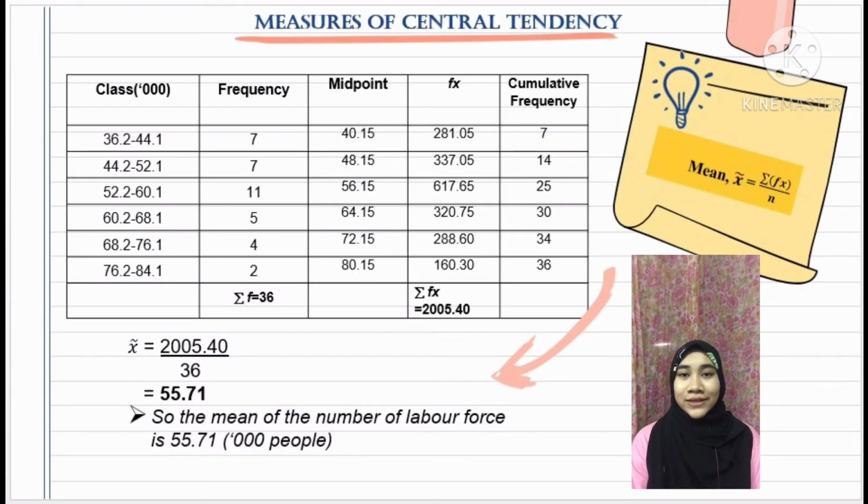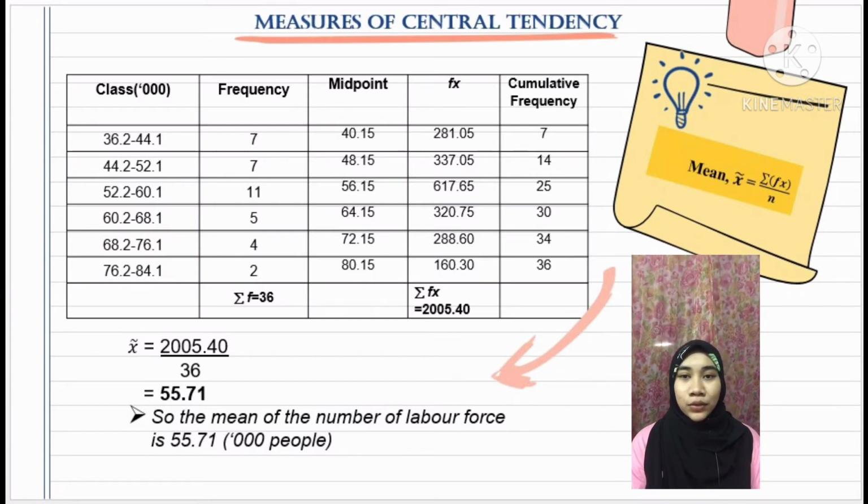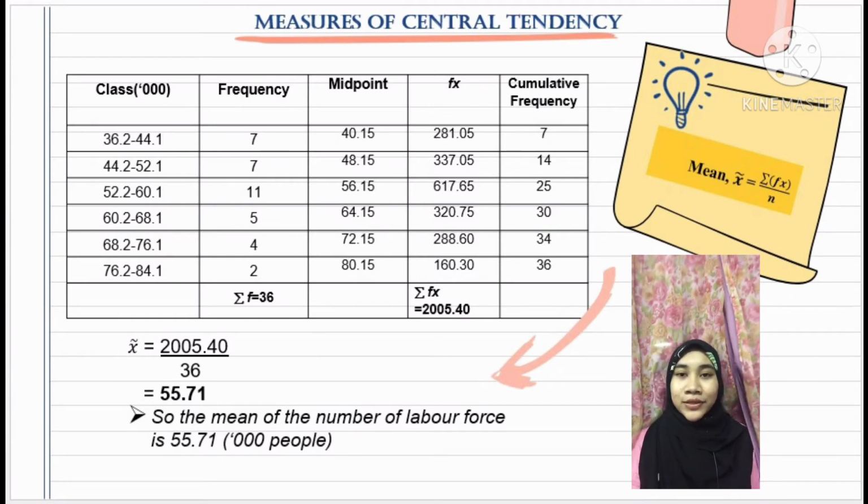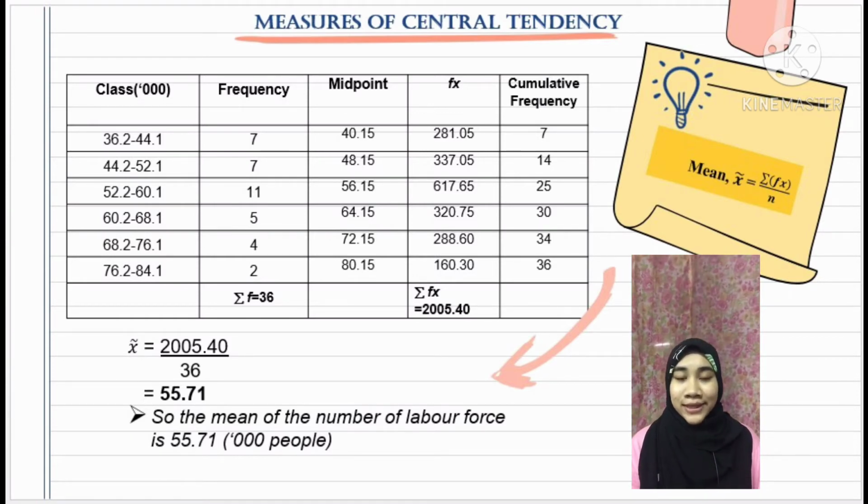Next, measure of central tendency. A measure of central tendency is a single value that represents a set of data. We will consider 3 measures of central tendency, that is mean, median, and mode.